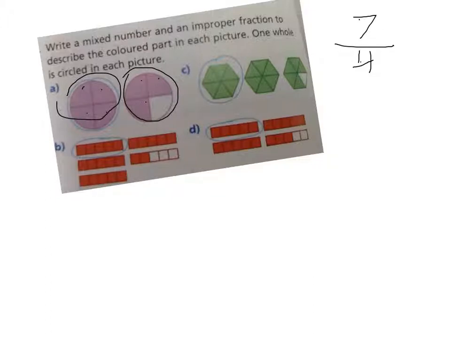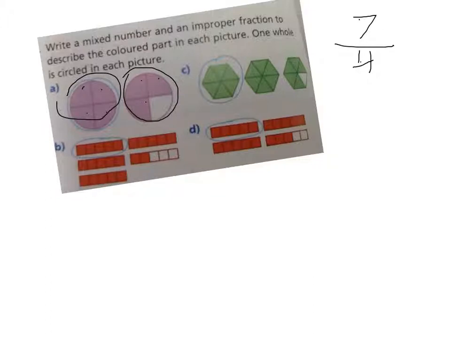So this is an improper fraction. It's called an improper fraction because we're not used to seeing a larger numerator than the denominator. So it seems kind of improper. But there's another way to express this fraction. It's the exact same amount, just another way we write it.